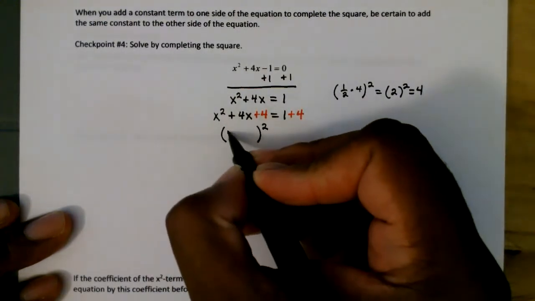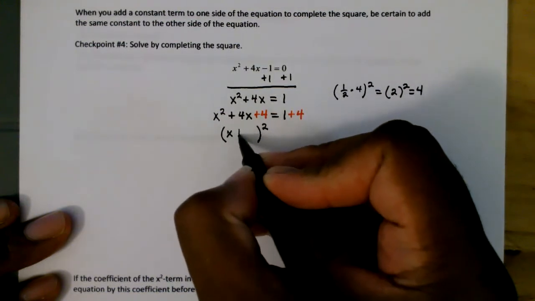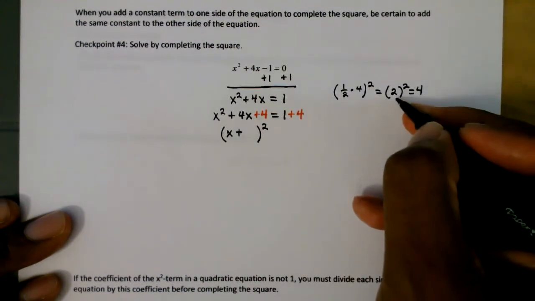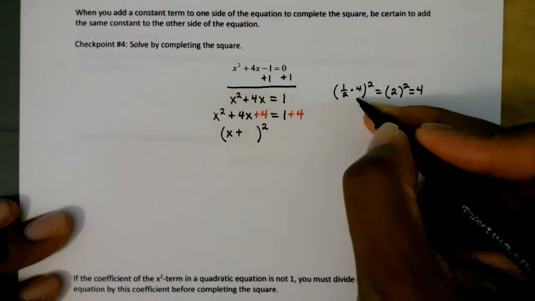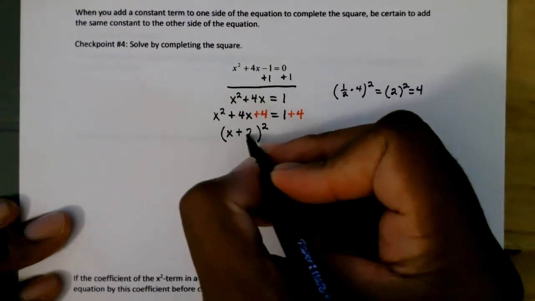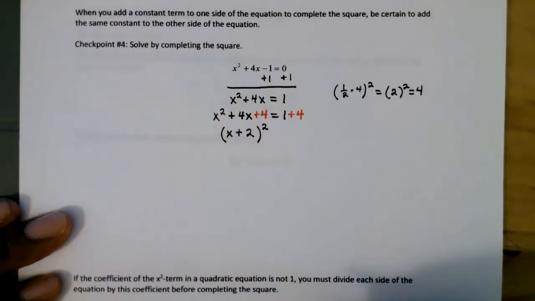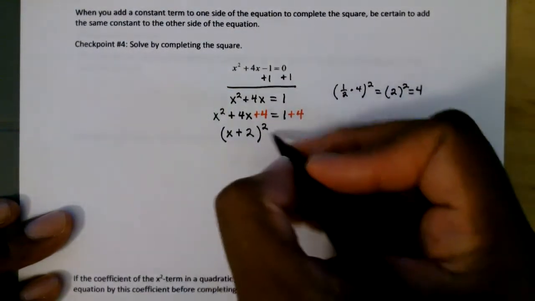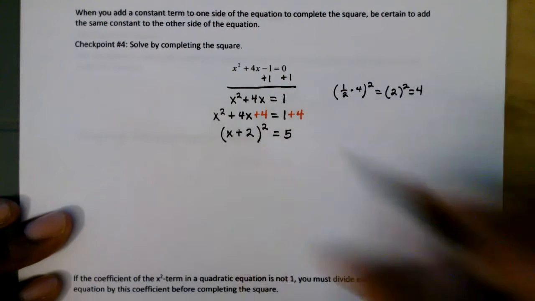Of course, it's going to be in the form of x plus 1/2 of 4. That's the b over 2. 1/2 of 4 came out to be 2, so that 2 goes here. So it'll be x plus 2 quantity squared equals 5.